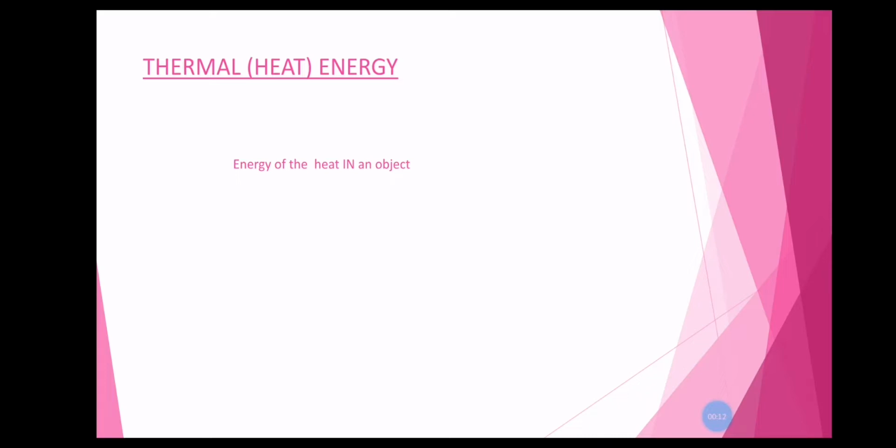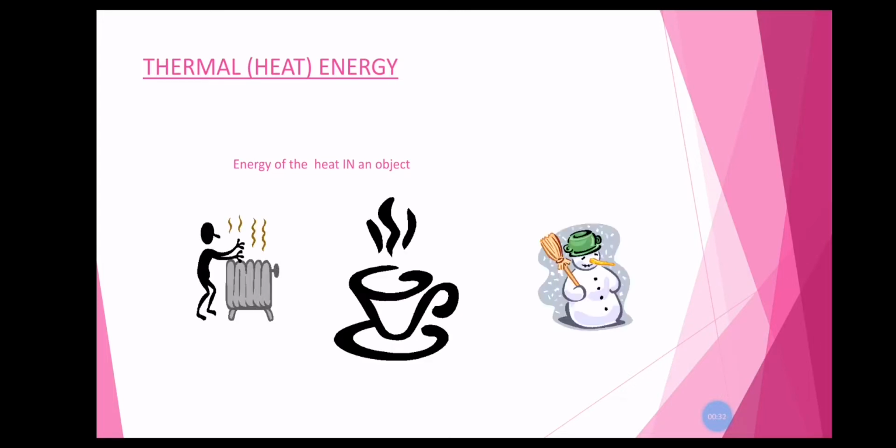We were talking about different types of energy, and we already learned about kinetic, potential, and mechanical, and how to calculate each one of them. Now, we're going to learn about thermal energy or heat. The thermal energy is the energy of the heat in an object. So whenever you have heat, it means you have thermal energy.